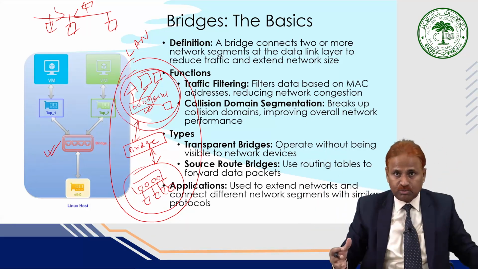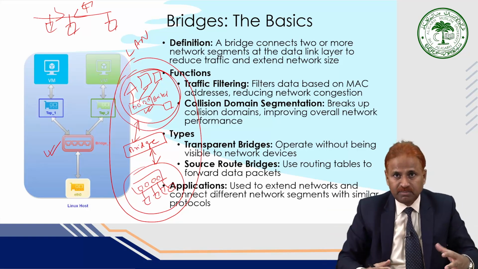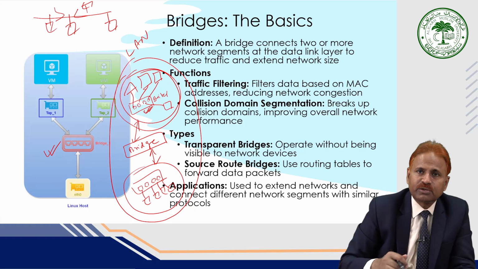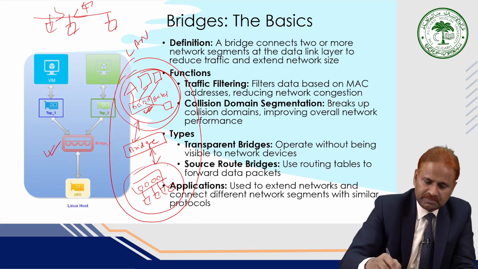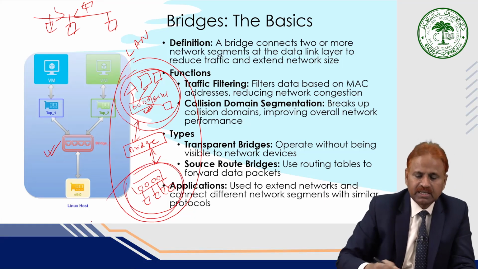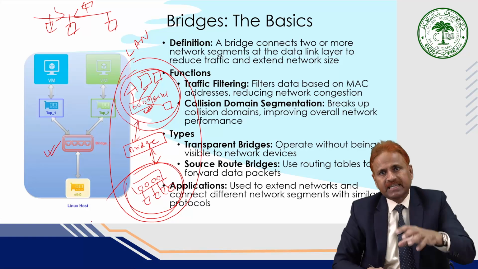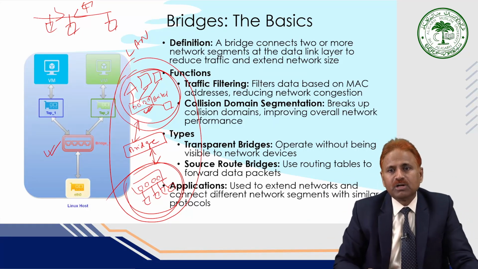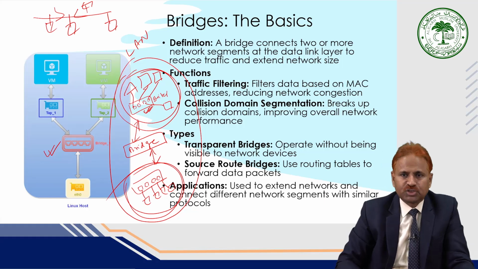Though the whole network is working like one network, if a collision occurs, it will affect only that particular network, that particular subnet you can say, where the collision is taking place. It will not affect the operation of the whole network. That is the meaning of collision domain segmentation.